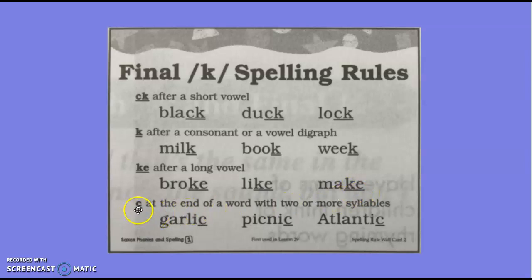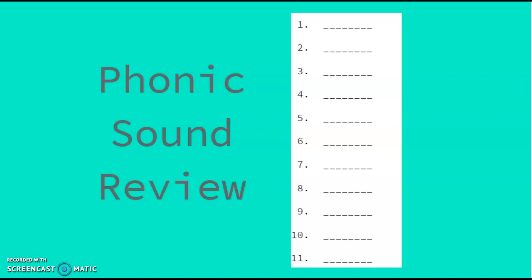Use C at the end of a word with two or more syllables. Garlic. Clap with me. Garlic. Picnic. Clap with me. Picnic. Atlantic. Clap with me. Atlantic. You may refer back to the spelling rule card whenever you need to. Get out your worksheet and look at questions 1 through 11.